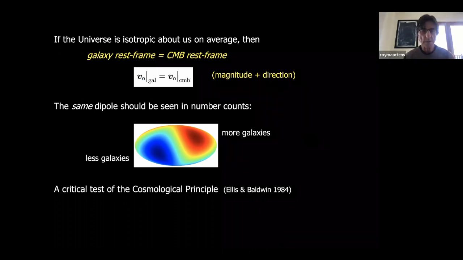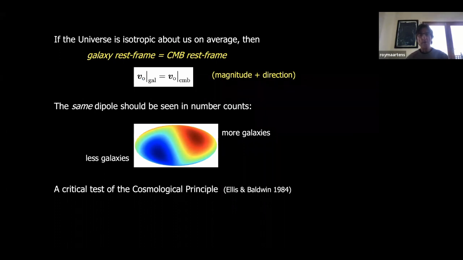The difference is that in the large-scale structure case, instead of seeing hotter and cooler, we'll see more galaxies in the forward direction and less galaxies in the reverse direction. It's a very small effect, but it's larger than the perturbations, just like in the case of the CMB.